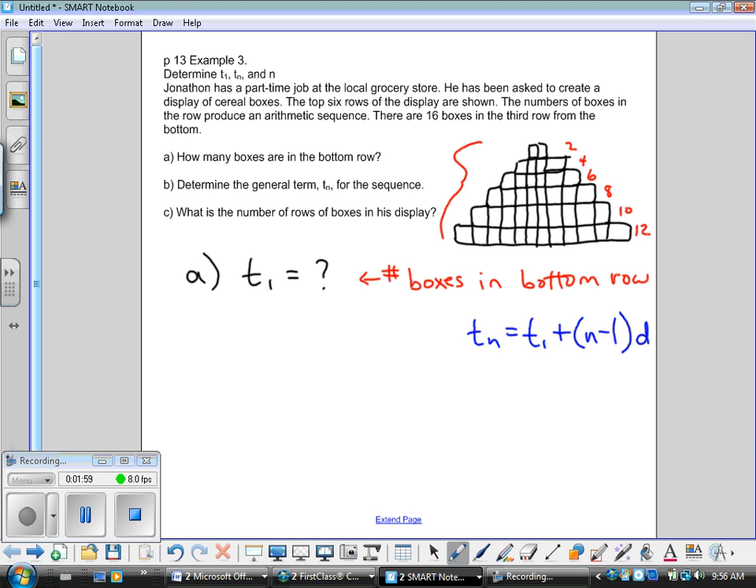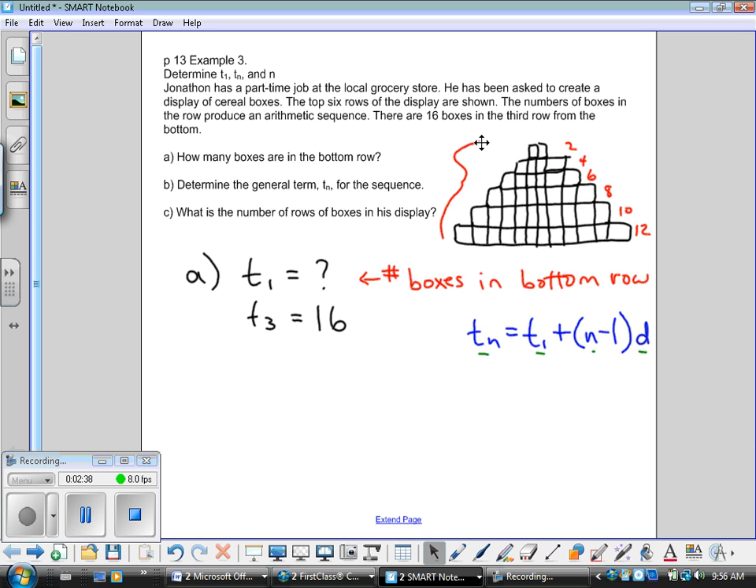If we can figure out what the values of some of these variables are, we should be able to figure out our unknown information. So let's list what we know, and we're looking for T1. We also know that T3 is 16. We don't know what the first term is, but we do know what the third term is, and so that's going to be an important piece of information. And let's see if we can find the common difference.